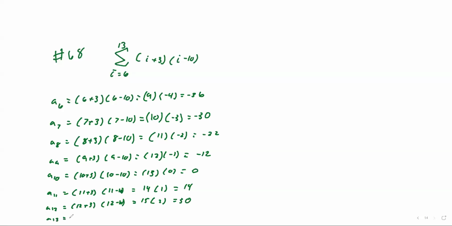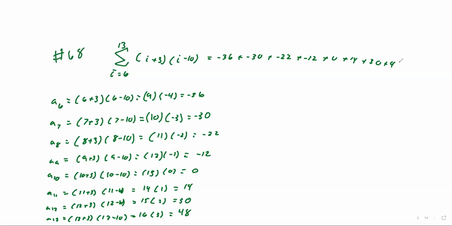And then the last one, so that'd be 13 plus 3, 13 minus 10. So that'd be 16 times 3, which would be 48. So that would be your series here. So you do negative 36 plus negative 30 plus negative 22 plus negative 12 plus 0 plus 14 plus 30 plus 48. So that's the expanded form. Equals, when you add all of those up, comes out to negative 8.